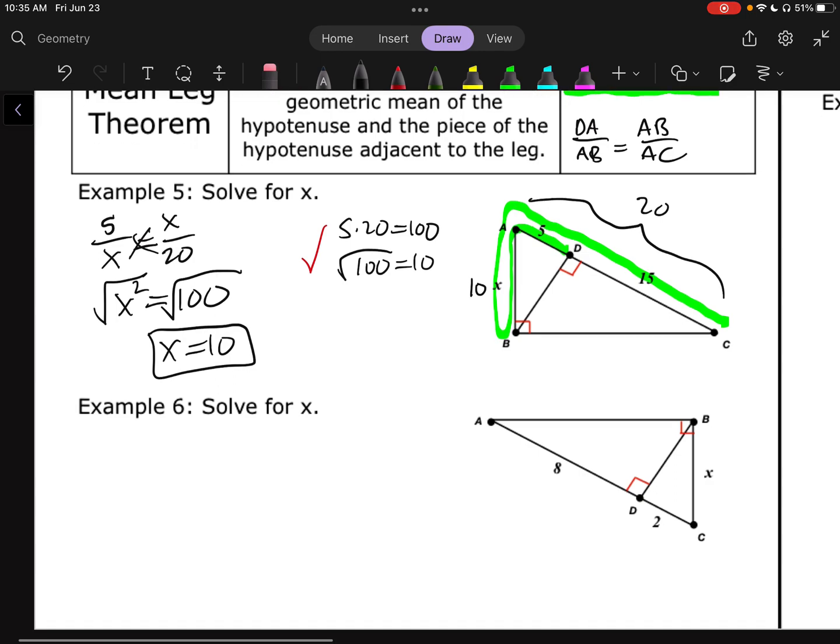Let's try that one more time. This one's kind of tricky. I see that x is on the leg BC, so I start with the piece of the hypotenuse that's close to that leg, go down the leg, and then wrap back around. So that was 2 over x equals x over the whole thing here is 10.